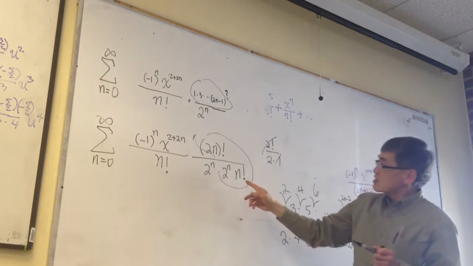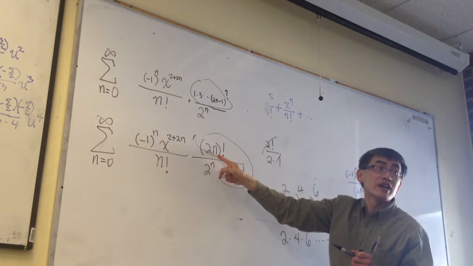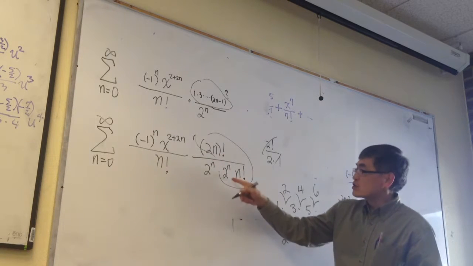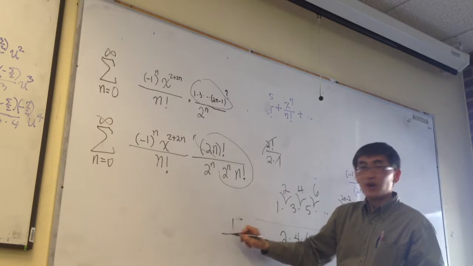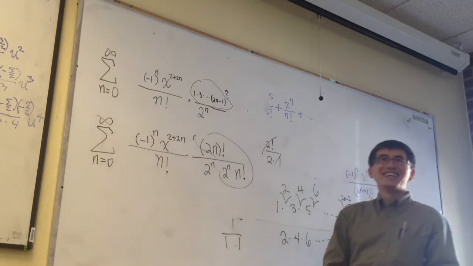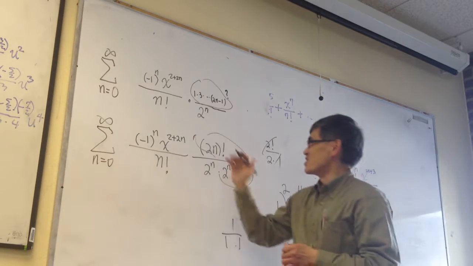Now, is that taken care of automatically? You see that n is equal to 0, what is this? 2n is what? 0, 0 factorial is what? 1, right? And 2 to the nth power? 1. 0 factorial? 1. It's good. Right? So it doesn't even have that problem. Right? So this is it.